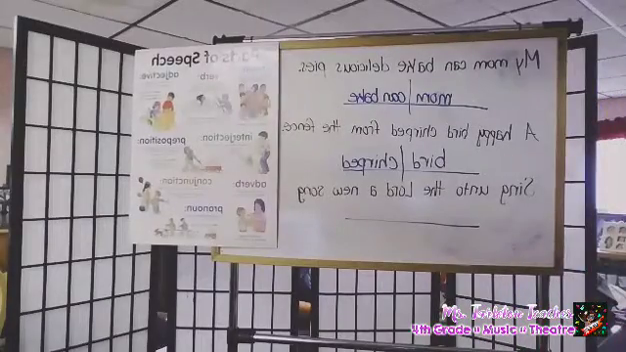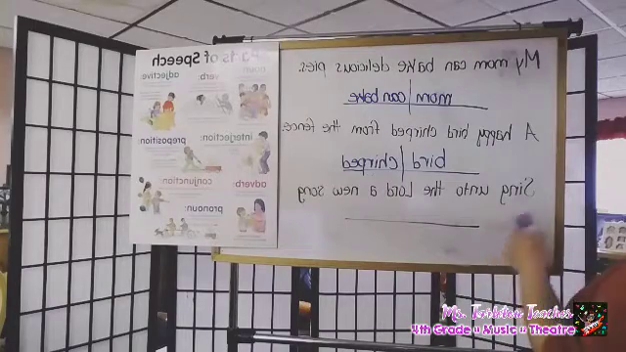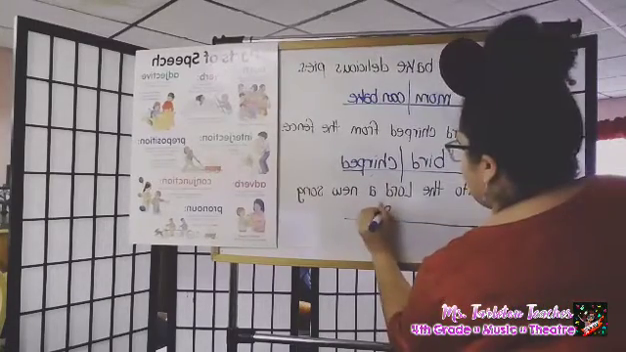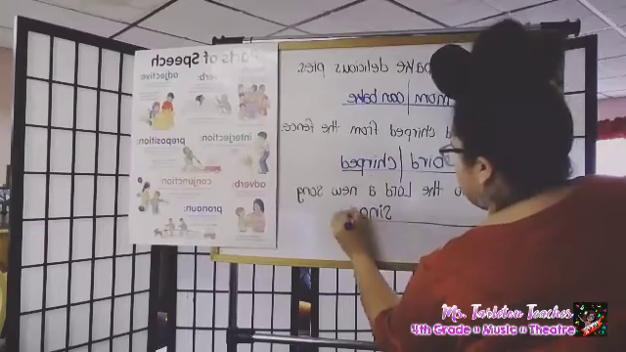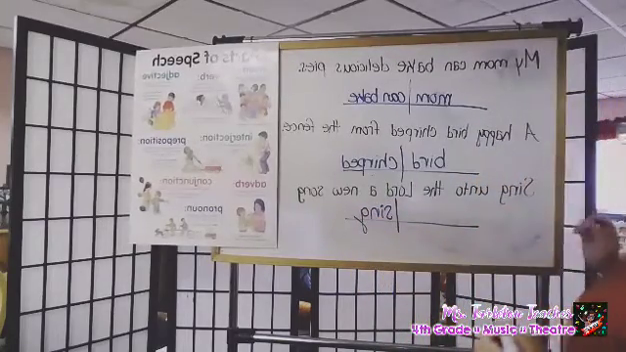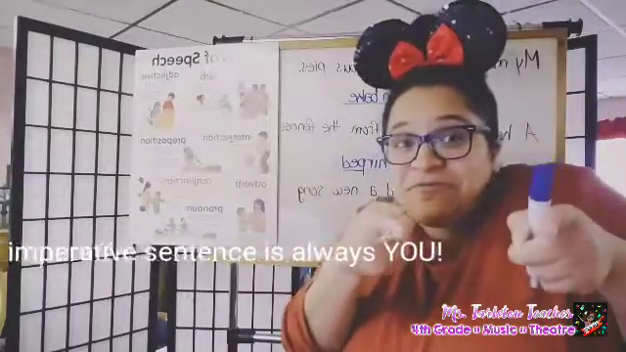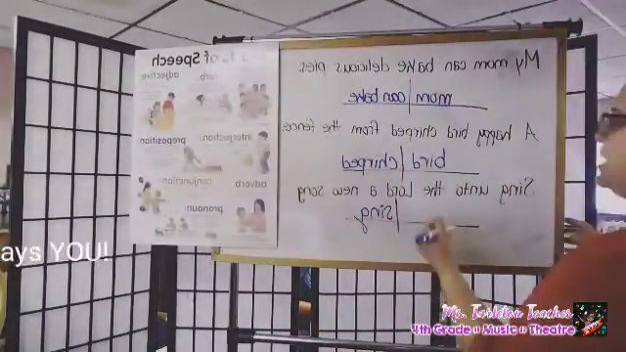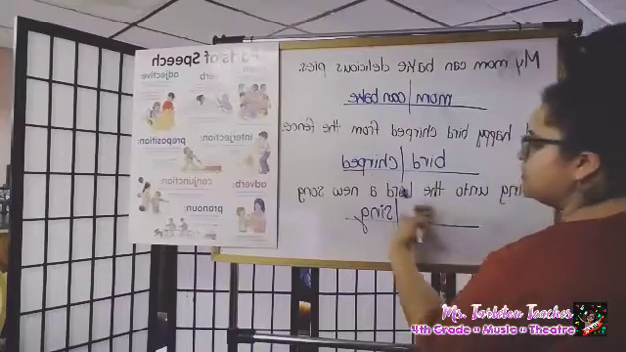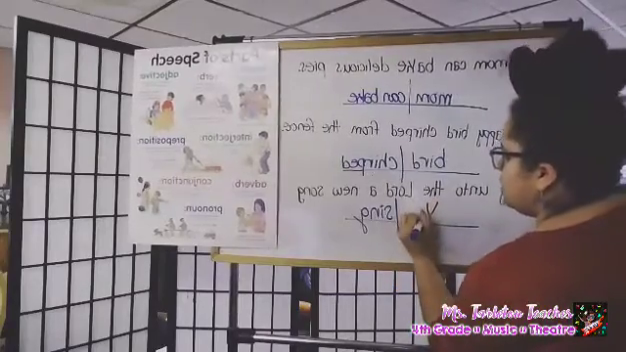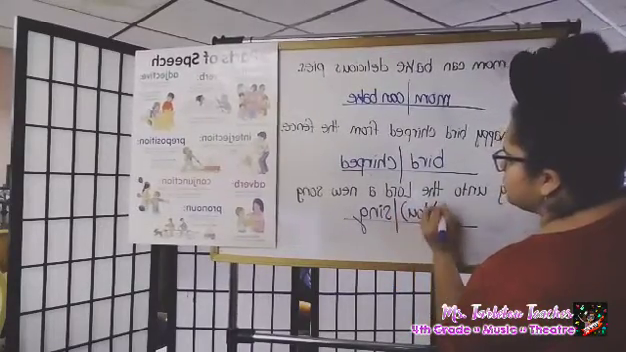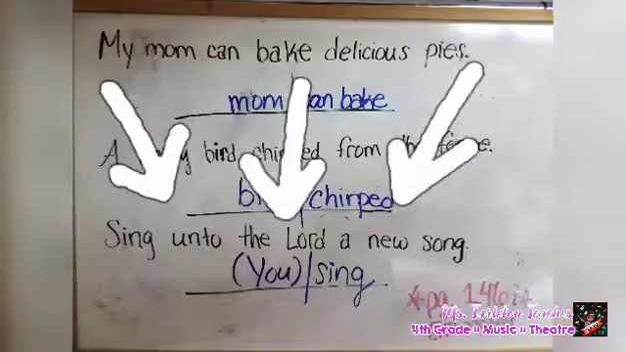Third sentence here. Sing unto the Lord a new song. All right, so we see that our verb is sing. And you're like, but wait a minute, who sings? Who's being spoken to here? Remember, an imperative sentence, the subject in an imperative sentence is always you. So we're going to put over here on the subject side, you. And because it's not actually in our sentence, we're going to put it in parentheses.